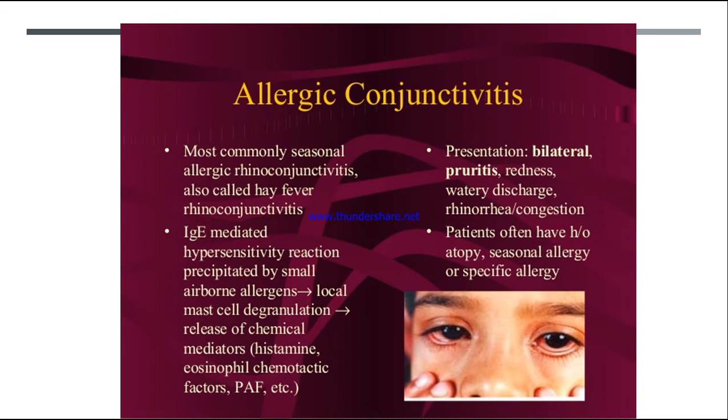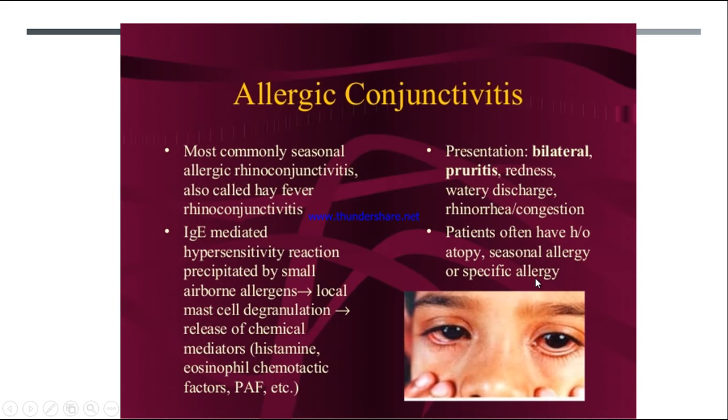Next, the signs and symptoms of allergic conjunctivitis: bilateral, meaning both eyes are affected; pruritus, meaning itching, will be present; redness of the eyes; watery discharge; and rhinorrhea or congestion. Rhinorrhea means any congestion in the nasal cavity, or any watery discharge coming from the nose also. Patients often have a history of atopy or seasonal allergies or specific allergies.